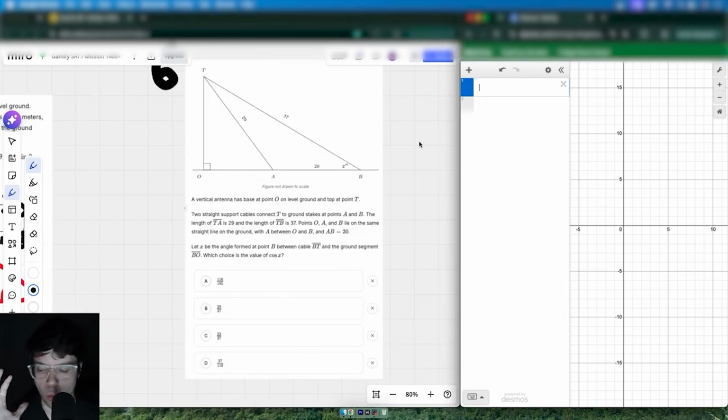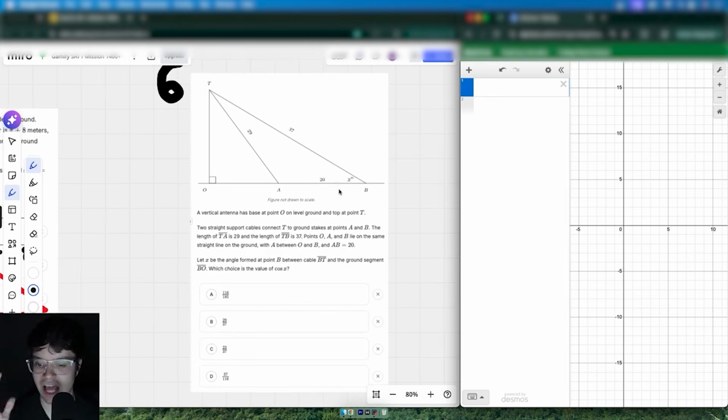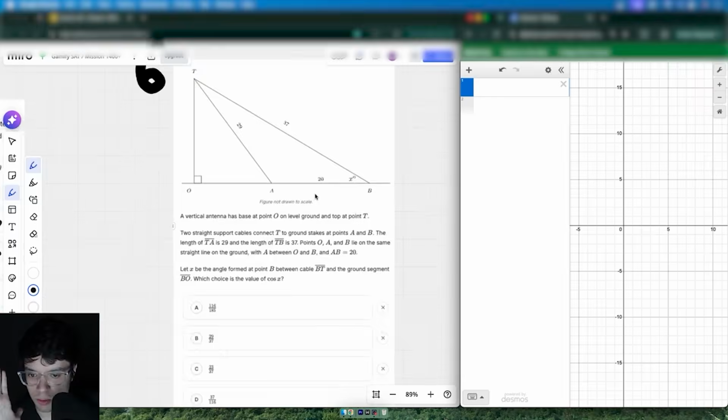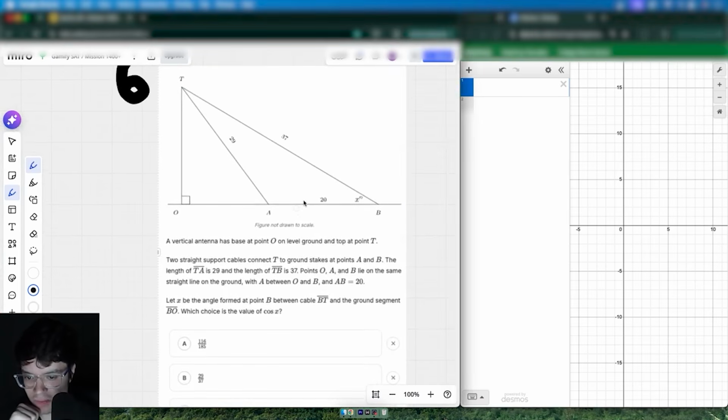So A must be right here. One more problem here with SOHCAHTOA. Again, I know this looks like it's going to be extremely difficult, but again, not as bad as it may seem. So what we have here: base point at O, and then top point at T.